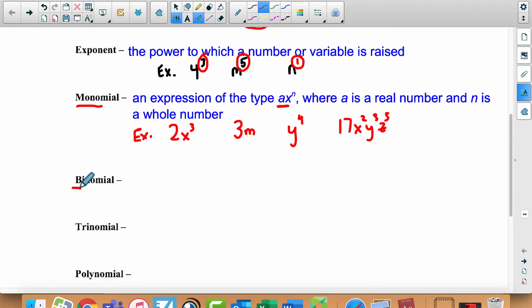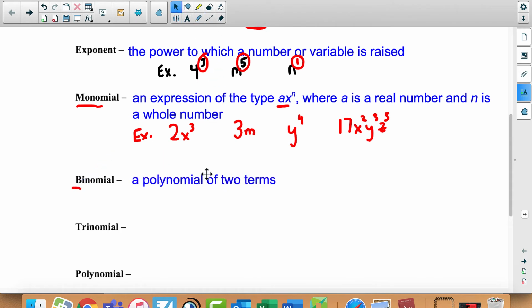Guess how many terms there'll be if it's a binomial? Bi means 2. There'll be 2 terms. It's a polynomial of 2 terms. Monomials are also polynomials when they have 1 term. A binomial is a polynomial with 2 terms. So something like 4x squared, there's 1 term, plus 3x. As soon as you see a plus, you know there's another term, and so you have 2 terms.